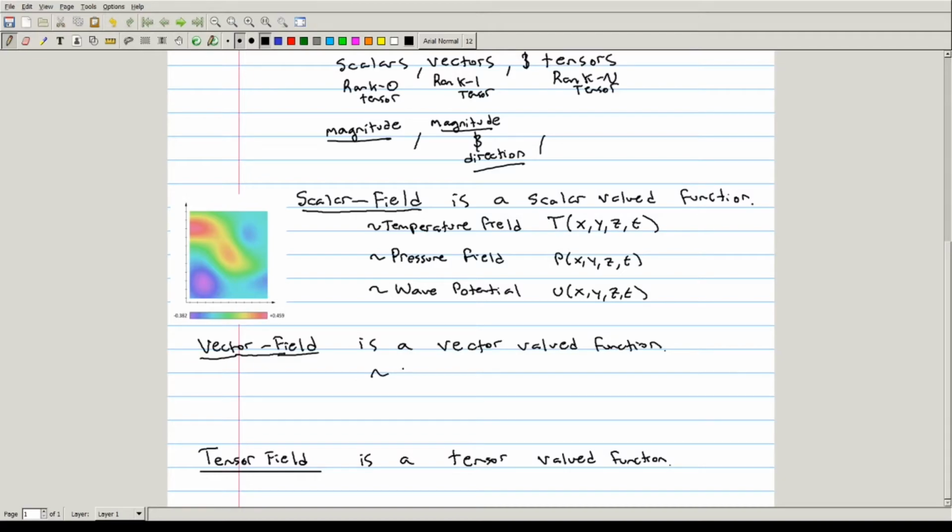So a great example of a vector field is the electromagnetic field, where the electric field vector is denoted E typically, and in general it's a function of 3 dimensions and time, and we call the magnetic field vector B, and it is also a function of x, y, z, and time.